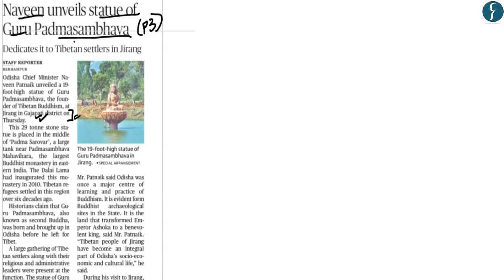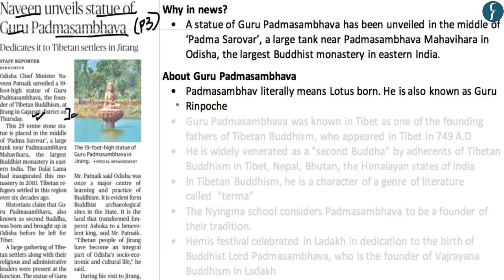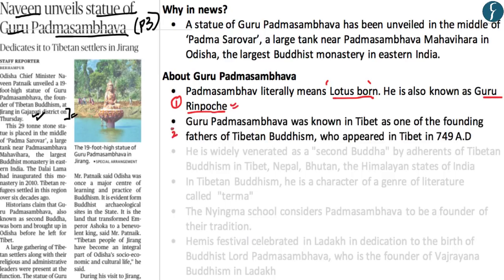Now the first fact that you need to know about Guru Padmasambhava is that it literally means lotus born, and he is also known as Guru Rinpoche within Tibetan Buddhism. The second fact that you need to remember is that Guru Padmasambhava is considered as one of the fathers of Tibetan Buddhism, whereby it is considered that Guru Padmasambhava was born and brought up in Odisha, and after that he had migrated to Tibet around 749 AD.